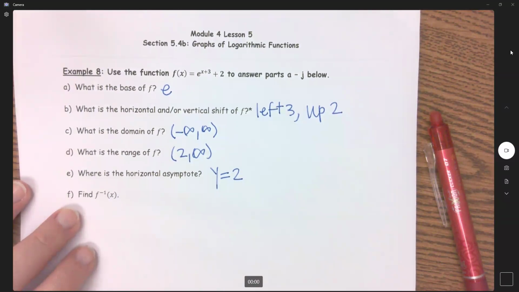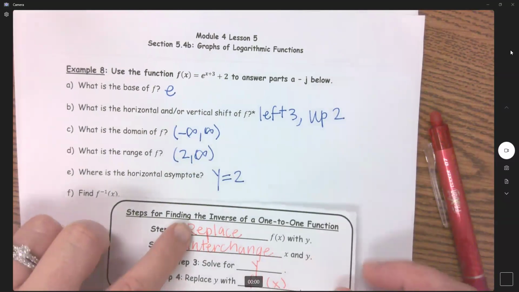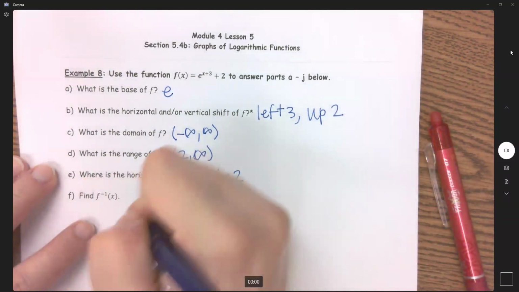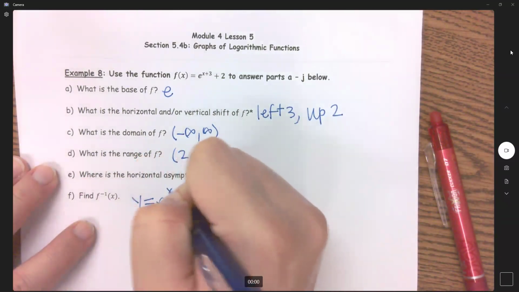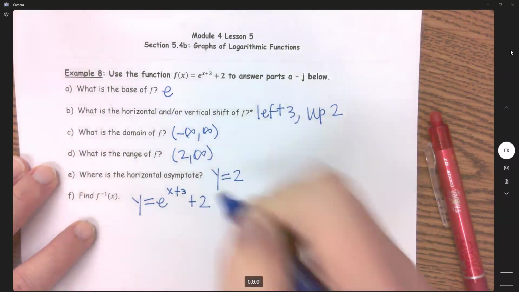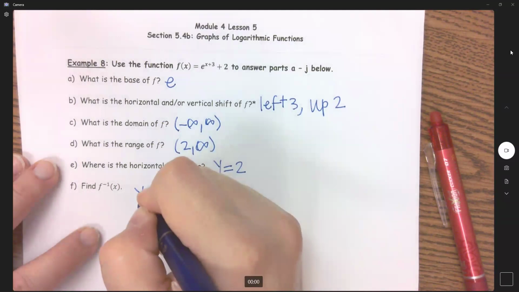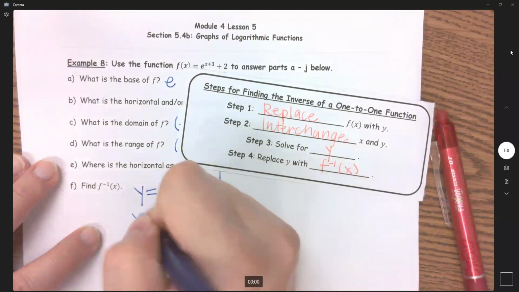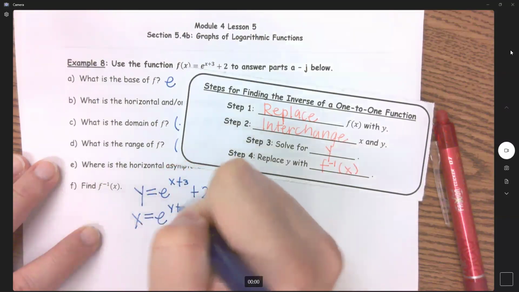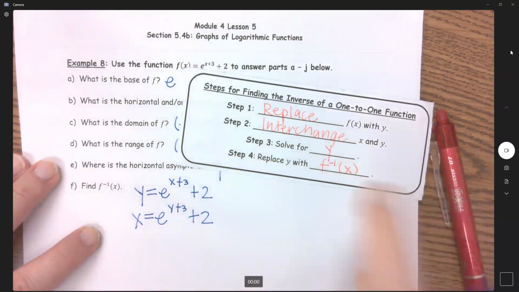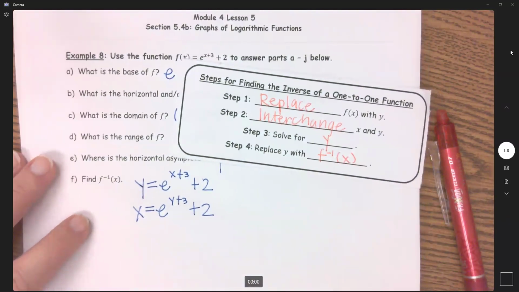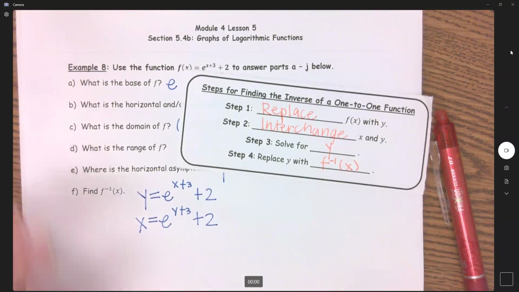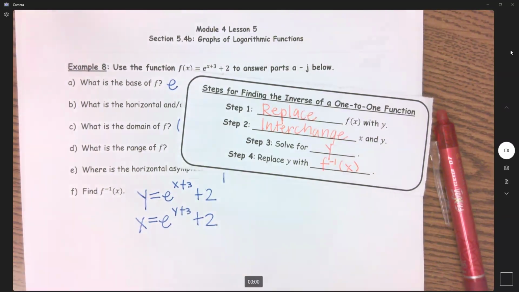Now let's find the inverse. So first thing I'm going to do is replace my f of x with y. So this is y equals e to the x plus 3 plus 2. Now I need to interchange my x and y. And now solve for y. If you haven't been pausing and trying to do anything on your own, I highly recommend, well, even if you have, it doesn't matter. Either way, pause and try to finish this problem and solve for y or get to your inverse.